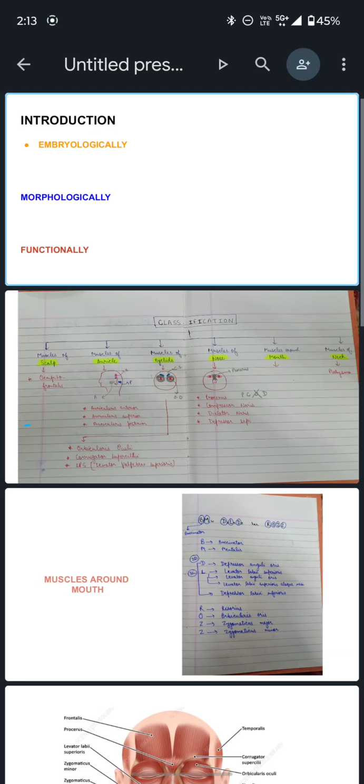Morphologically, these represent the remnants of Panniculus carnosus. The facial muscles are the remnants of Panniculus carnosus. And functionally, these muscles surround the three openings of our face. The three openings of our face are the palpebral fissure, the nostrils, and the oral fissure.